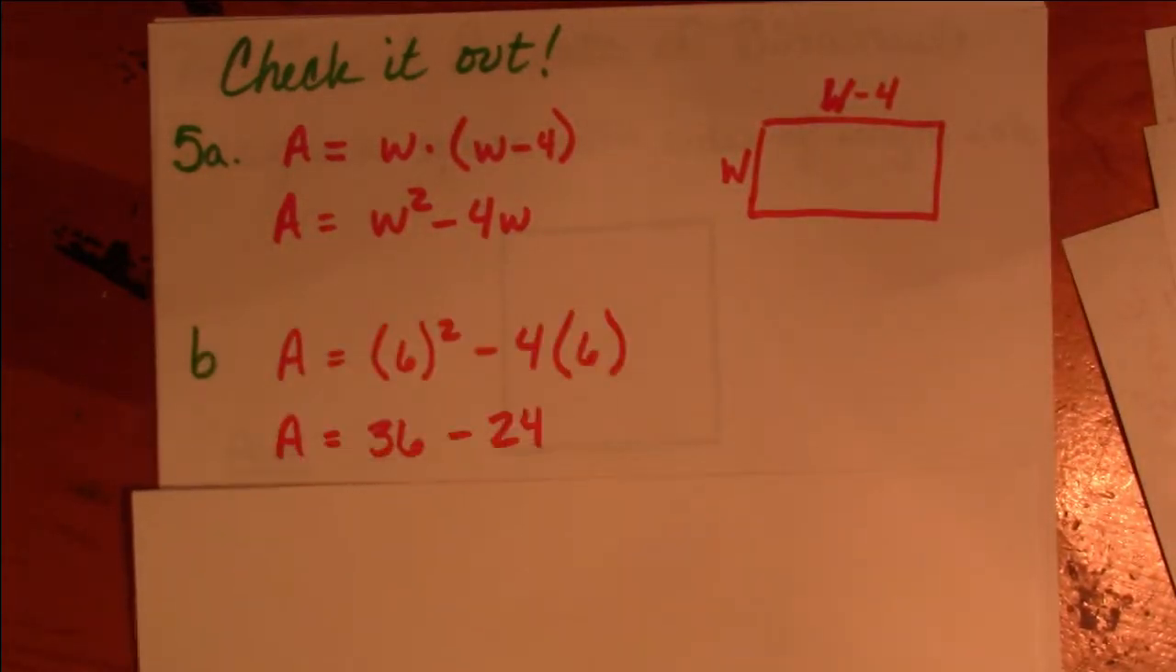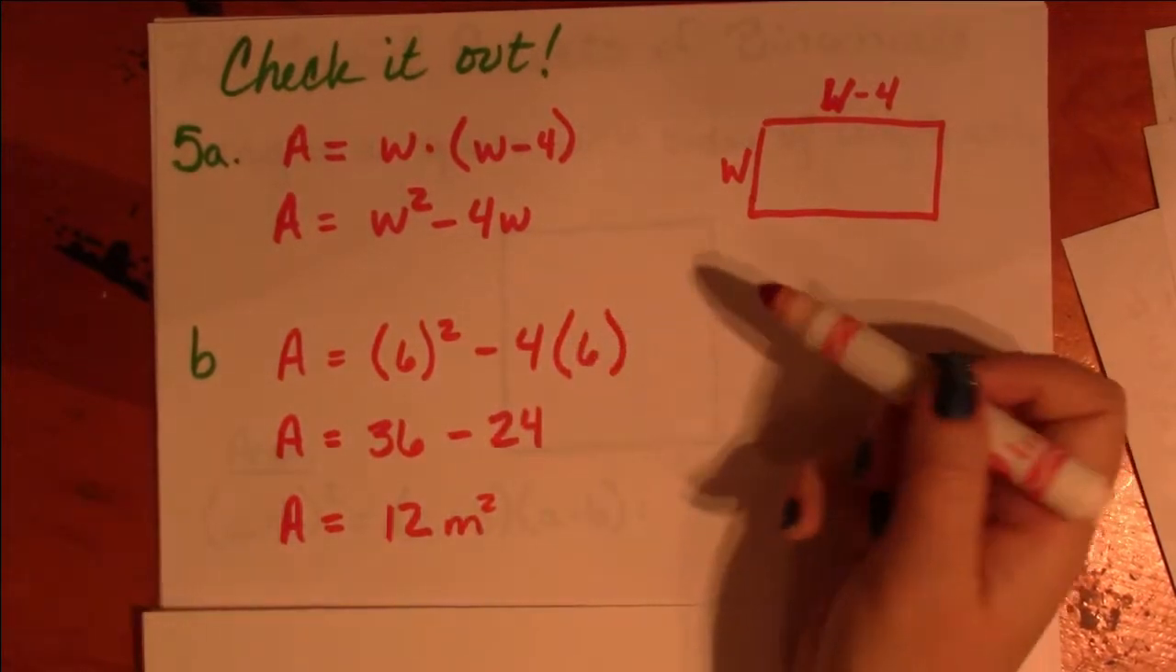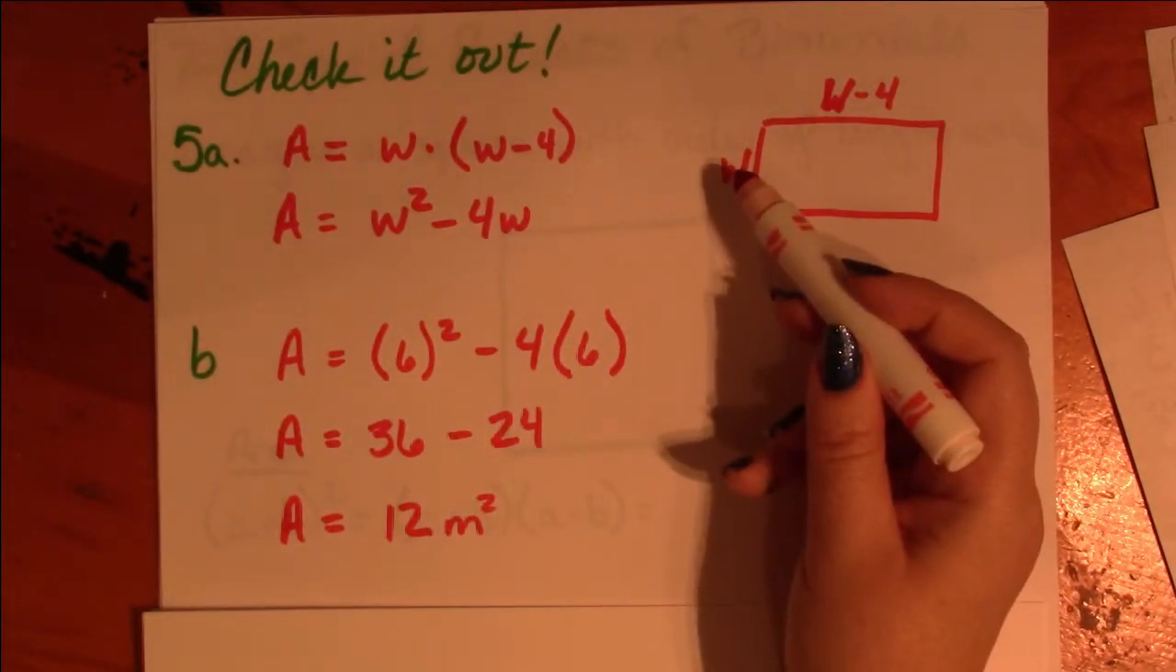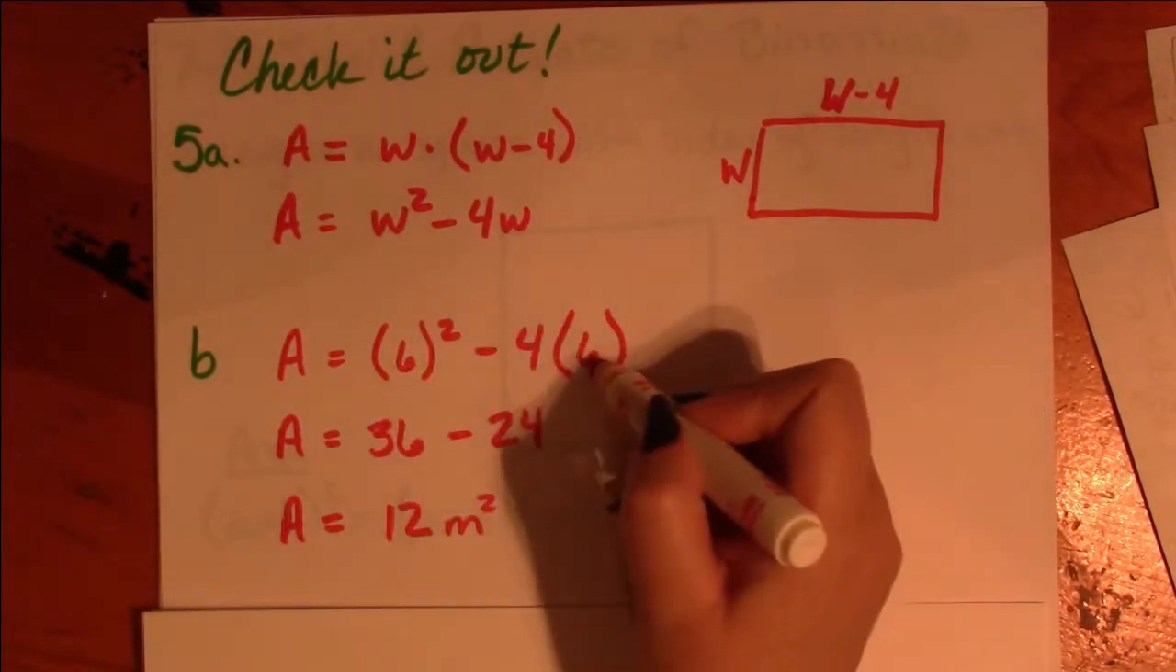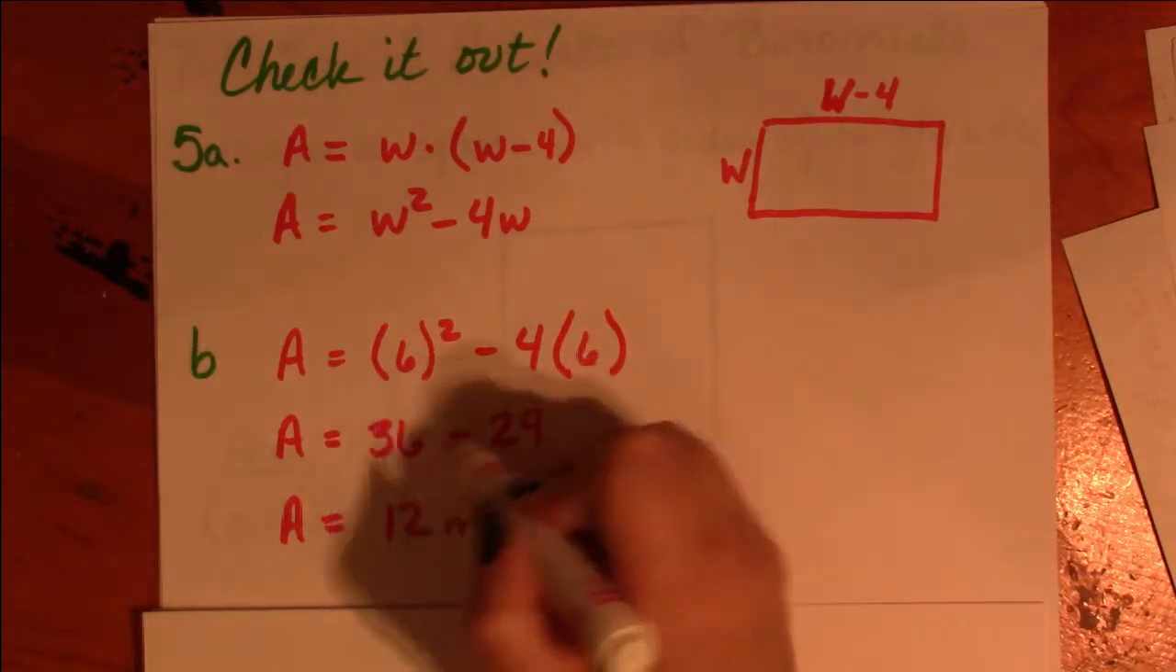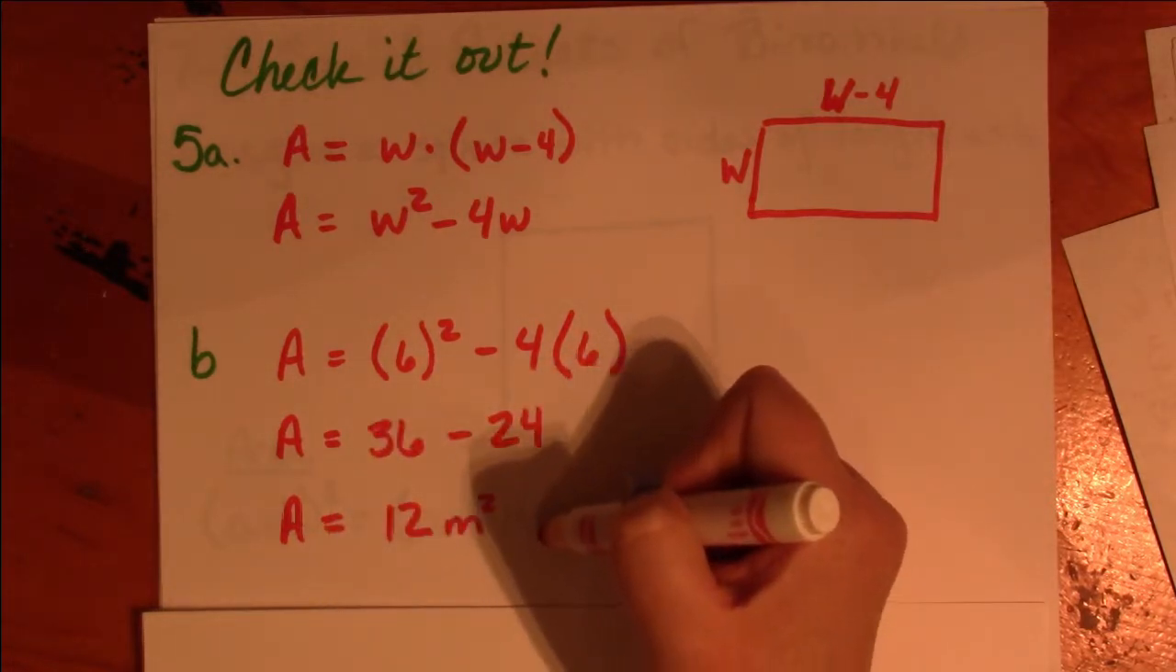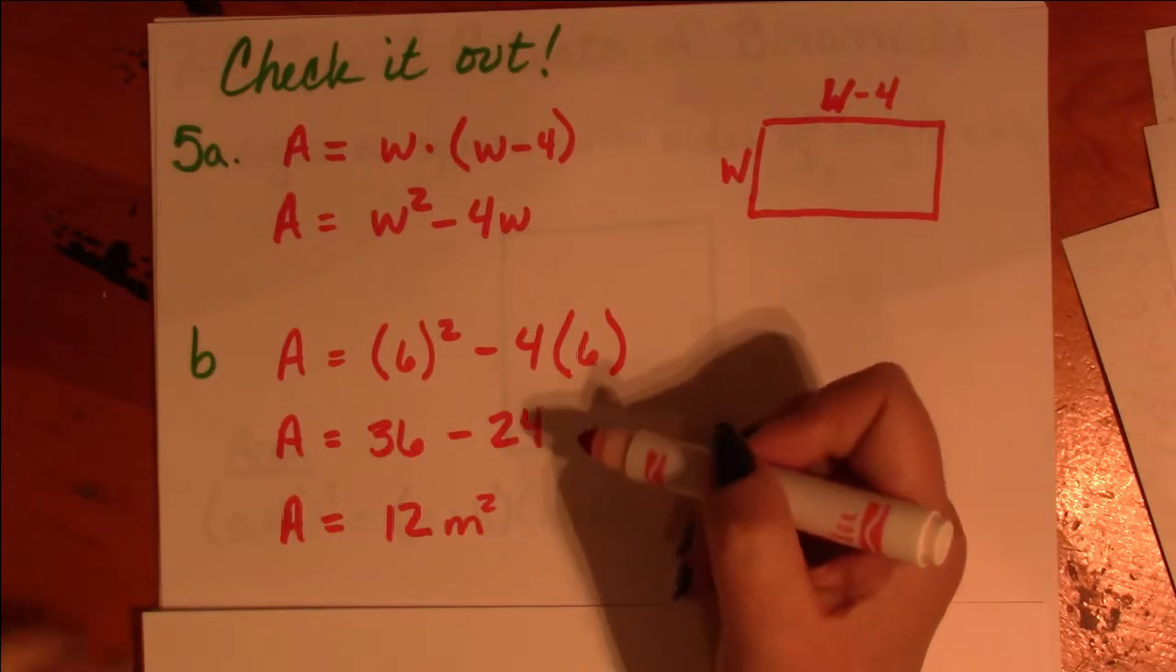And then 5B is, what if I know that the width is 6? Well, you're going to stick 6 in for all of the W's, and that's going to give you 36 minus 24, which is going to give you 12 meters squared.